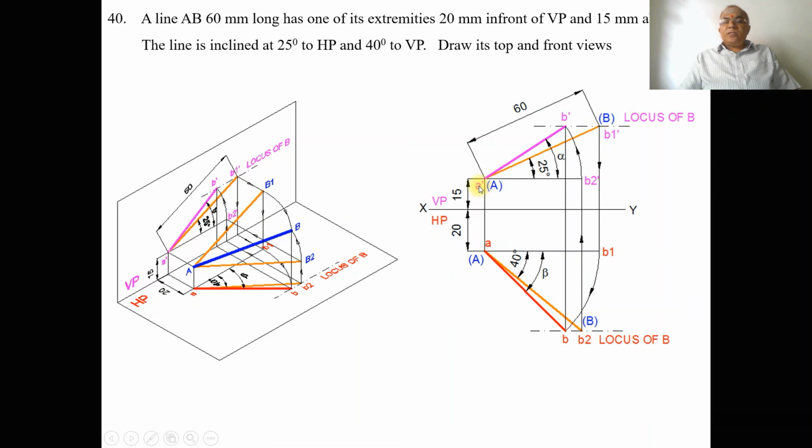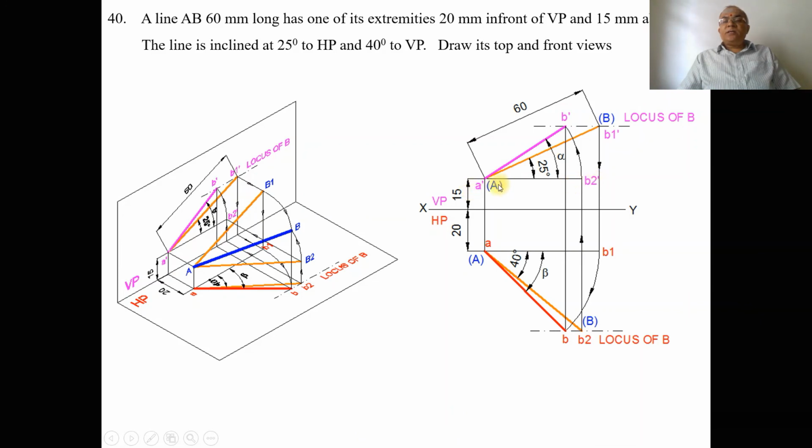Similarly, now we need to find the front view. To find the front view, I need to take the top view true length. We know that this is capital A and this is capital B in the top view, so obviously this is the true length. But if it has to be a true length in the top view, obviously that should be parallel to HP in the front view. That means A dash is above HP by 15 mm, so B2 dash should also be above HP by 15 mm. So from B2 you draw a vertical projector so that it touches the locus of A in the front view.